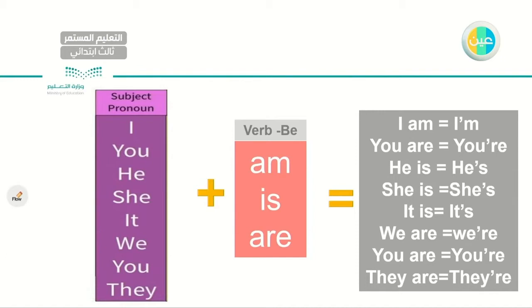As you can see, my dear student, I have the short form. I have it here, but as a short form, I use apostrophe M. You are, apostrophe R-E. This is the short form. They have the exact same meaning. So let's go to the next slide.